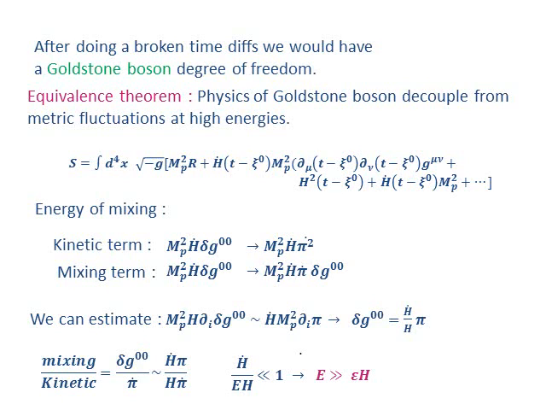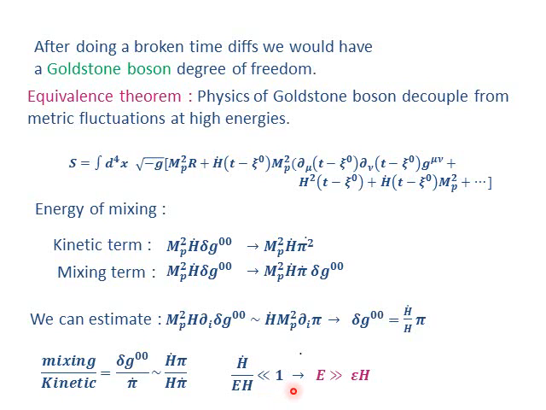And then this ratio of mixing to kinetic term, which is equal to delta g00 over pi dot, by using this approximation becomes equal to H dot times pi over H times pi dot. But also we know that the derivative with respect to time is proportional to energy, so we can write it as E times pi, and so this ratio simplifies to H dot over E H. And since we want this ratio to be much less than 1, so that the Goldstone bosons become decoupled from the metric fluctuations, H dot over E H should be much less than 1.